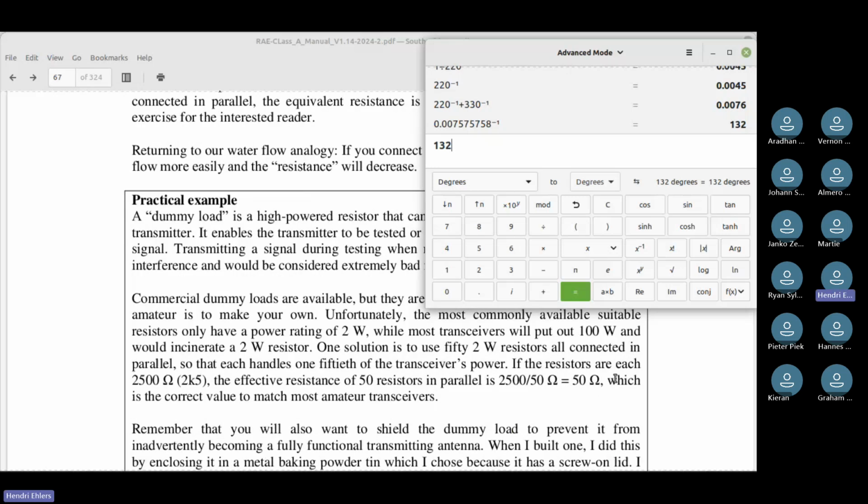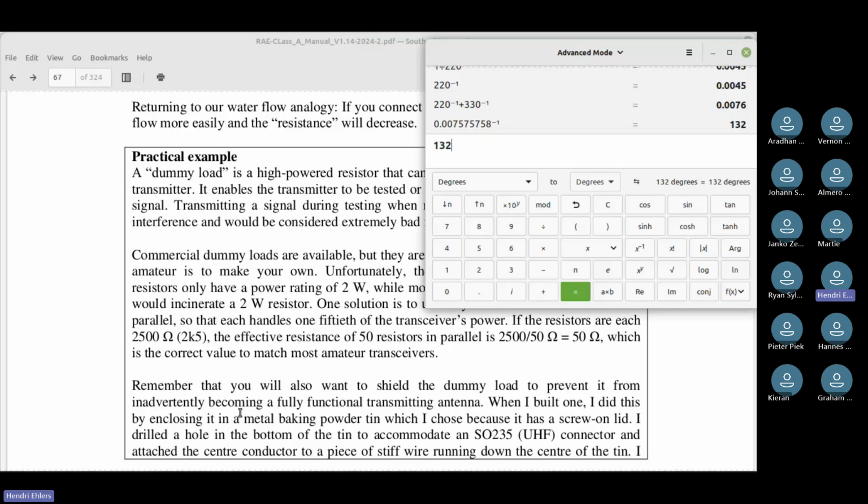Okay, and they say you want a resistance of 50 ohms, which is the value to match most amateur transceivers. I have never come across a transceiver that needs anything else than 50 ohms. I don't know whether there actually is a transceiver that uses any other value. I've never seen it. I don't know if anybody else knows if there is anything. I haven't seen anything else.